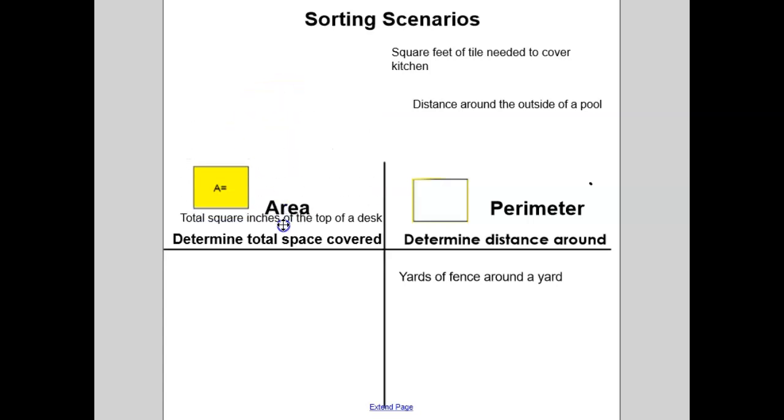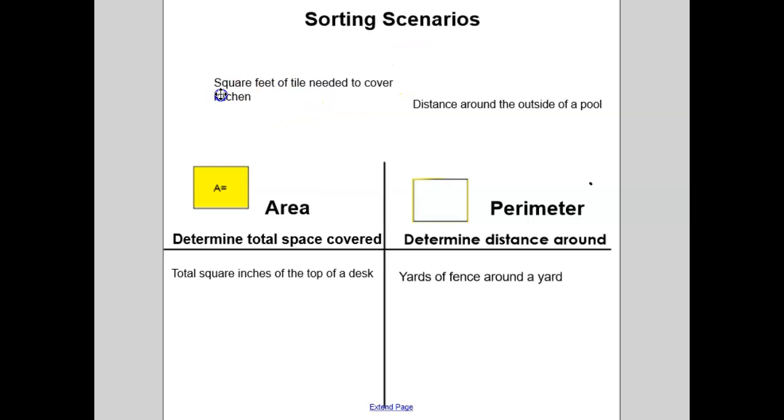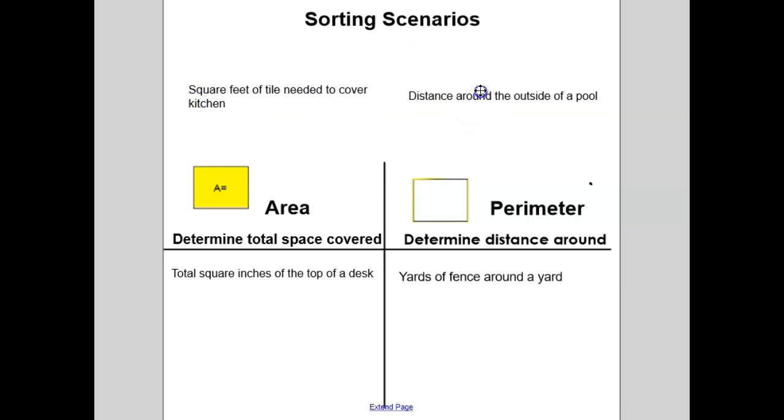Exactly, it is an area problem because you're referring to the total area of the desk, the total space covered by the top of the desk, not just the edges of the desk. Would you guys pause the video and read the last 2 scenarios carefully and determine if they are area scenarios or perimeter?